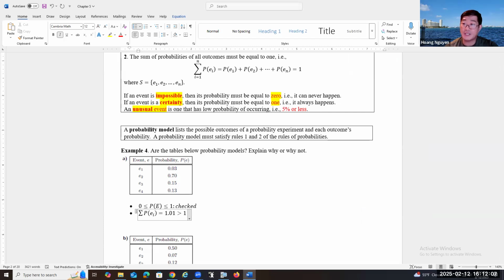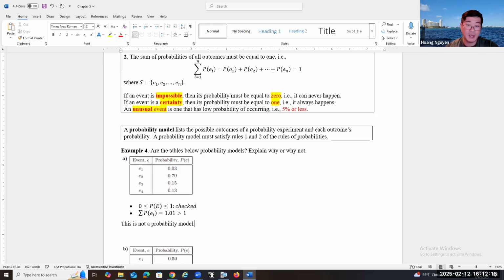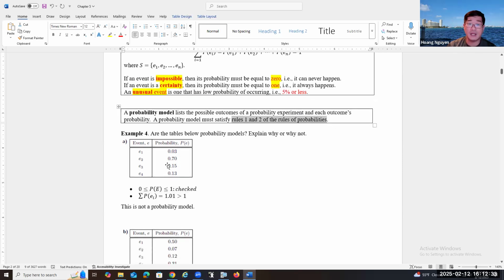So it's good with the first condition, but it's failed with the second condition. So I'm going to say this is not a probability model because it's not true with the second condition. In order to be a probability model, it must satisfy rule number 1 and rule number 2 of the rules for probability. So rule number 1 is good, but rule number 2 is not good. So that's why this is not a probability model.